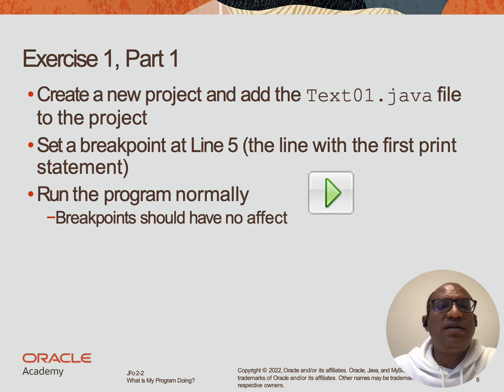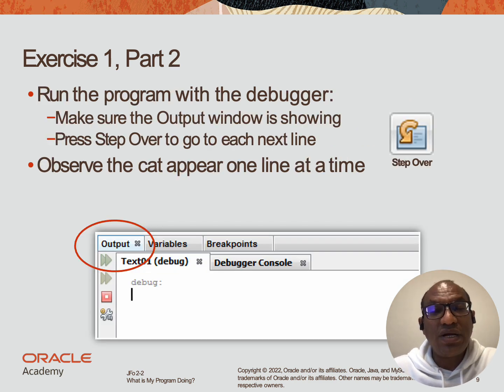Time for an exercise. Add the text01.java file to your project and set a breakpoint at line 5. Then run the program normally. You will notice the breakpoint has no effect. Now run the same program using the debugger. With the output window open, press step over to move line by line and watch the code appear slowly.